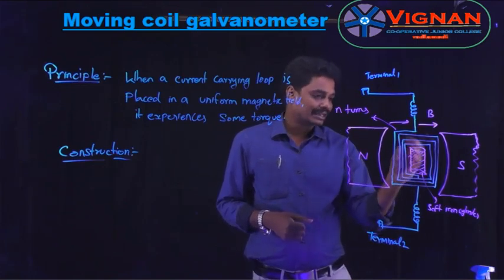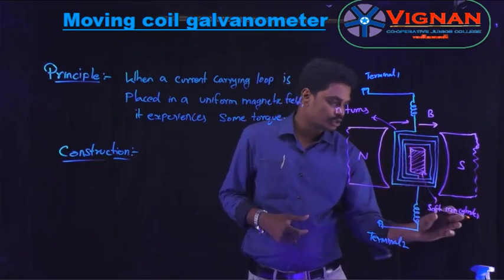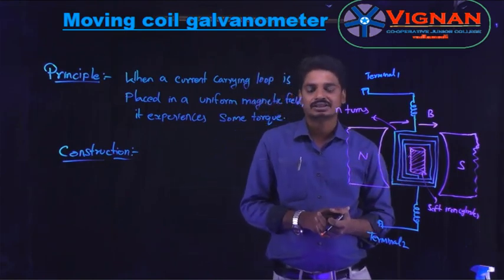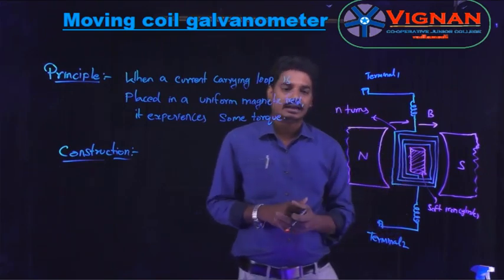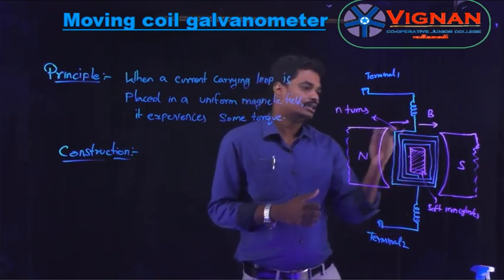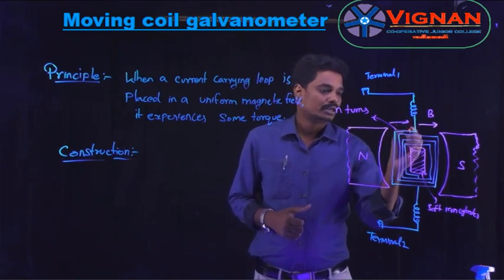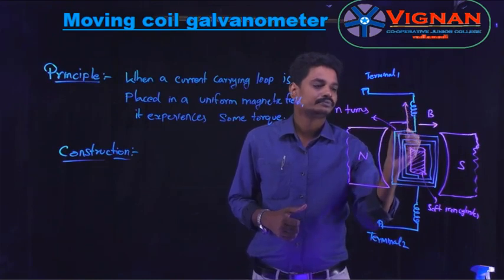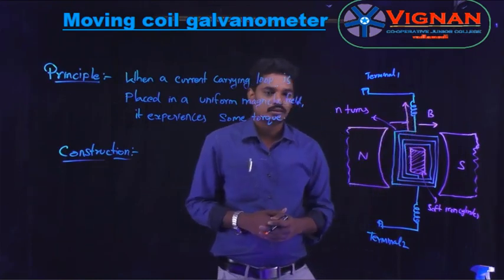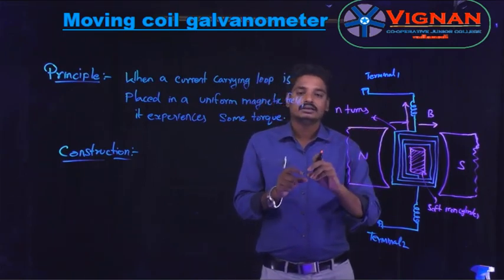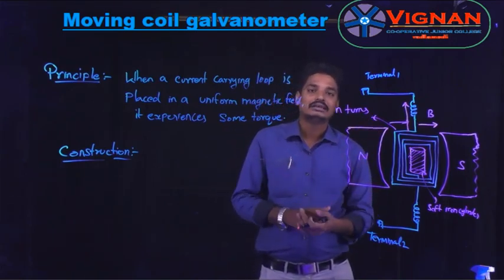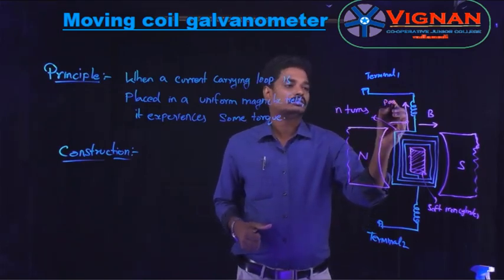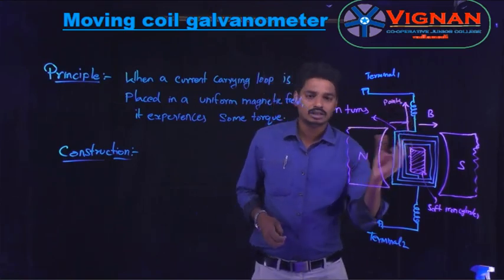So to generate the radial magnetic field and uniform magnetic field, a soft iron cylinder is placed. So this is the basic construction of the moving coil galvanometer, to which the rotating part is connected to a needle, a pointer, which points the reading, which gives us the current reading. Okay, so this is a pointer which is connected to the moving part.